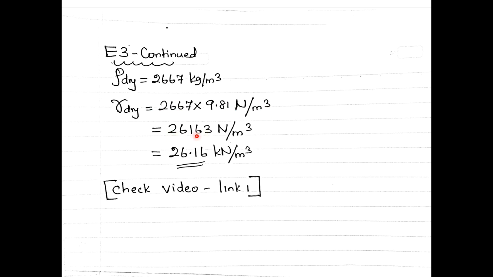Answer is 26,163 Newton per meter cube. That is again divided by 1000, 26.16 kilonewton per meter cube. Check the video link 1.